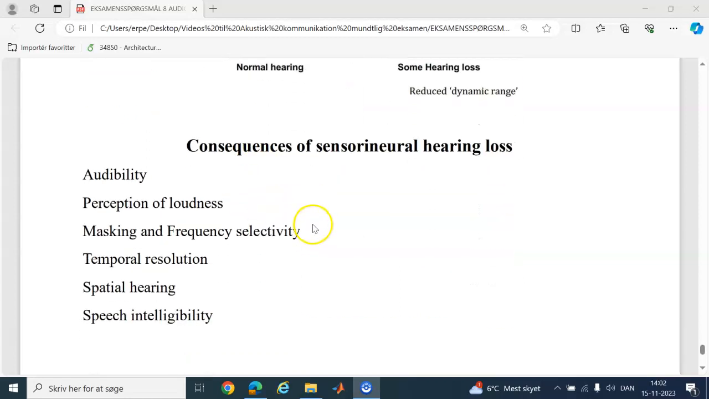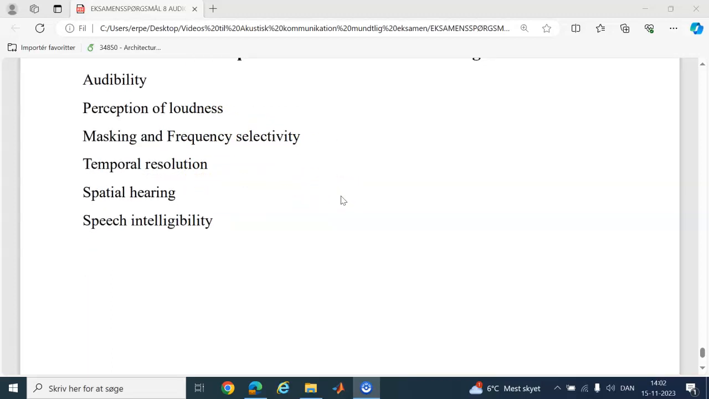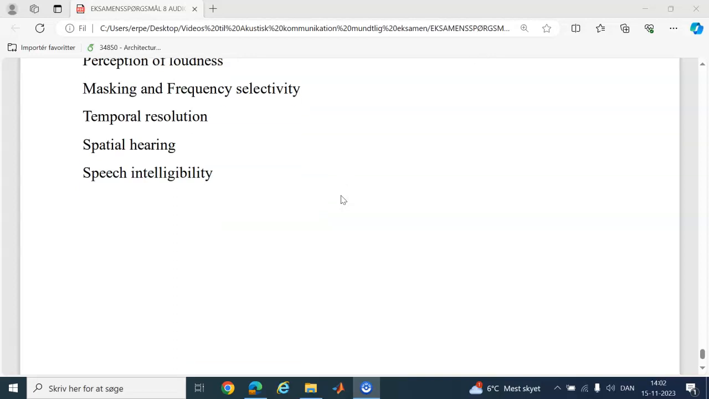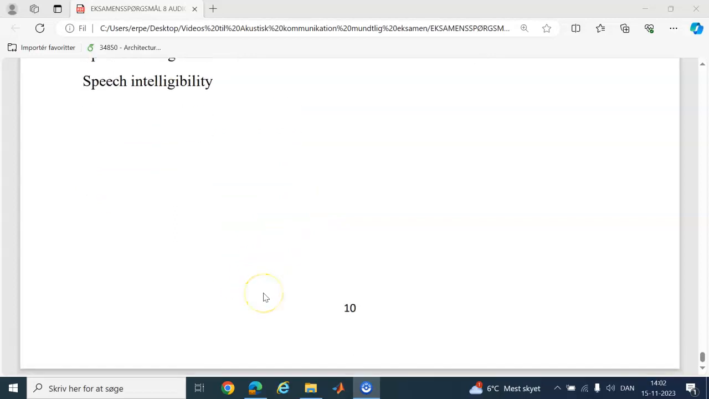Consequences of sensorineural hearing loss: audibility, perception of loudness, masking and frequency selectivity, temporal resolution, spatial hearing, and speech intelligibility. That was it. That was part 2. Thank you.